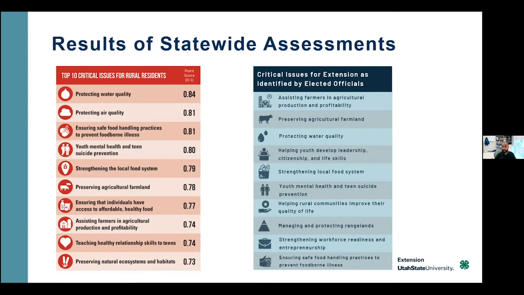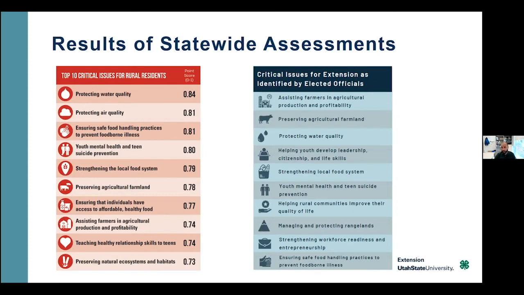The elected officials identified mostly issues related to agriculture and natural resources, while the residents highlighted things like air quality, but they also identified major agricultural issues like agricultural farmland and local food systems. So in both cases, agriculture was ranked high in both populations. So these are good resources that you can use to create your programs.